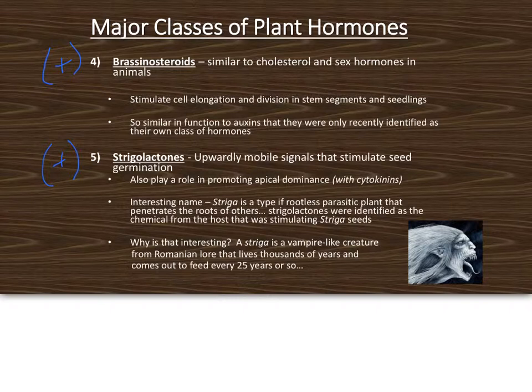The fourth group here is the brassinosteroids. Brassinosteroids are a lot like cholesterol and sex hormones in animals. So this is almost a lipid-like hormone, which is what those hormones are for us. Brassinosteroids in plants stimulate cell elongation and a little bit of cell division in the stem primarily.